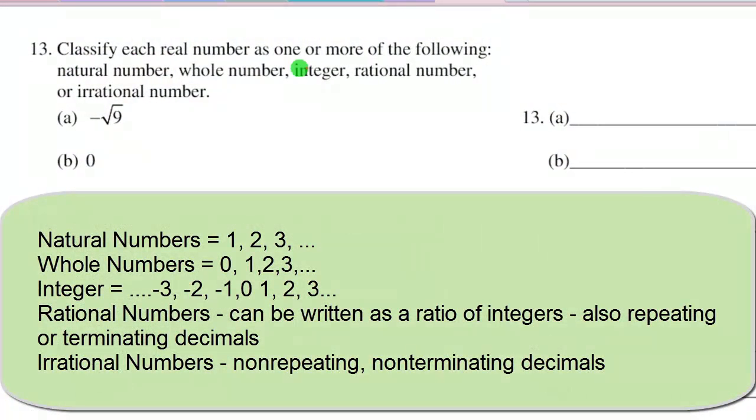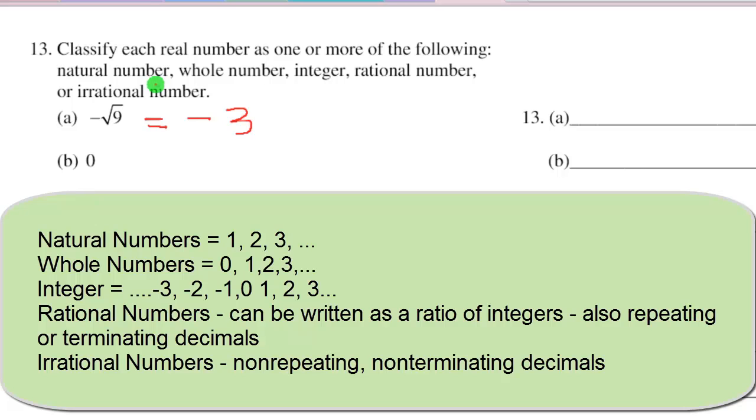Okay, we're going to classify each real number as one or more of the following: natural numbers, whole number, integer, rational number, or irrational number. And we've got the definitions below for you to look at. So look at A. It's the opposite of the square root of 9. So negative square root of 9. Now the square root of 9 is 3. So this number is really negative 3.